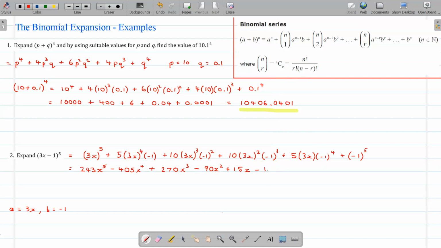So that is the fully simplified expansion of 3x minus 1 to the power 5. Usually you would be asked to give each term in its simplest form, which is what we've done here. So that is a typical binomial expansion question using a bit of algebra, and this is a numerical application of the binomial expansion. I hope that was helpful. Take care.